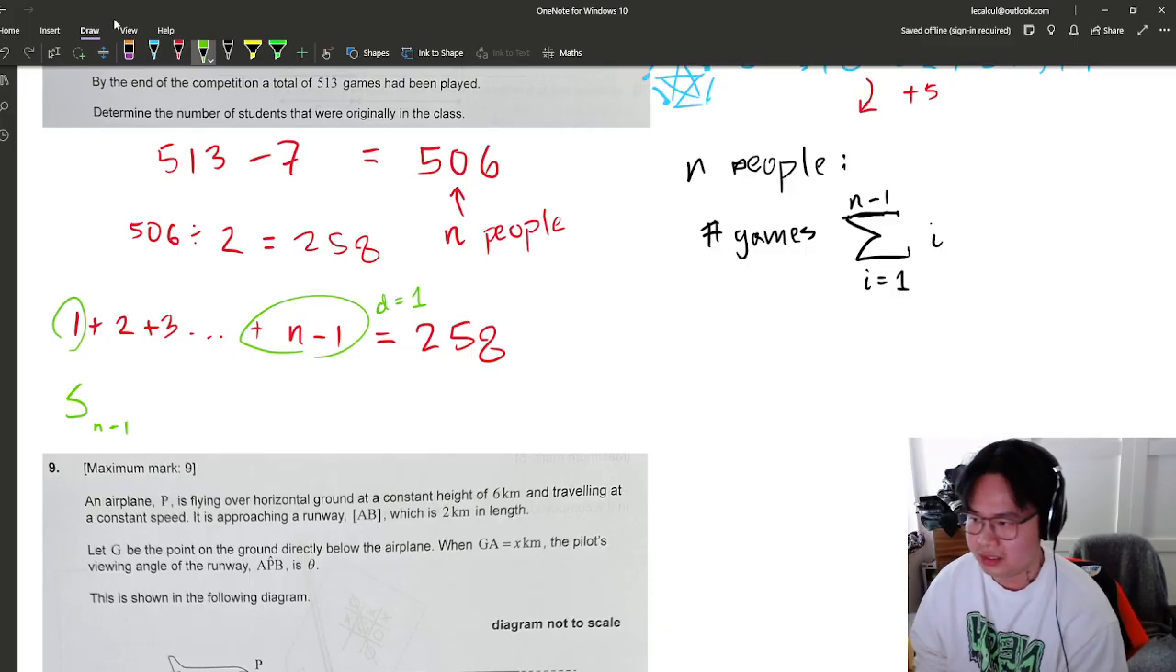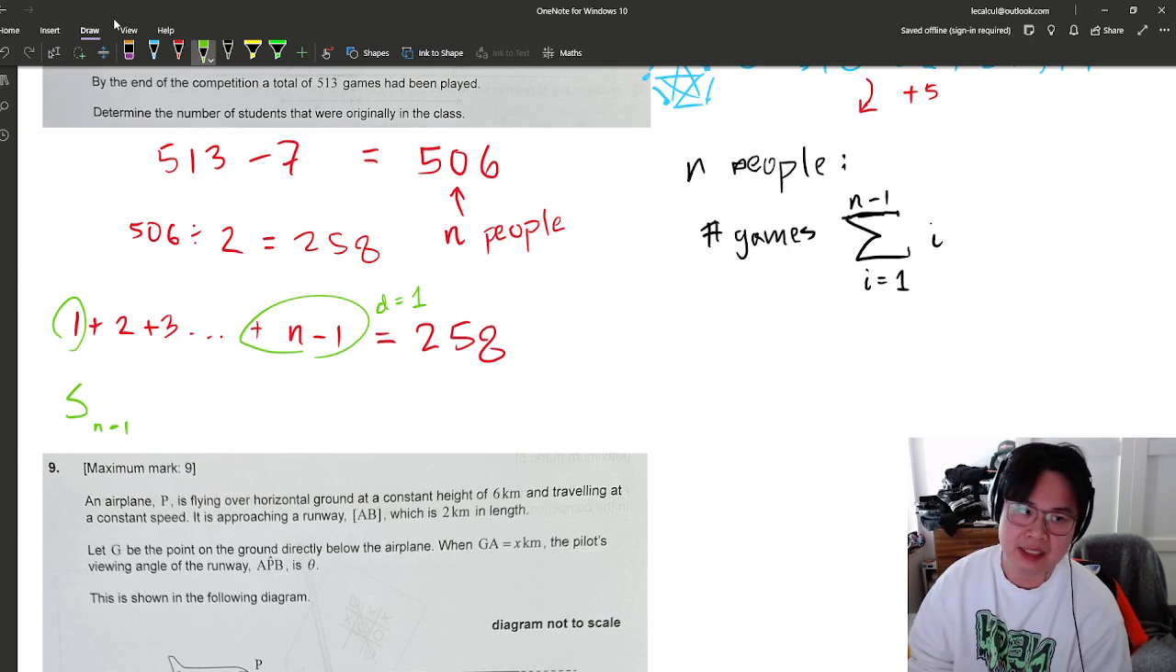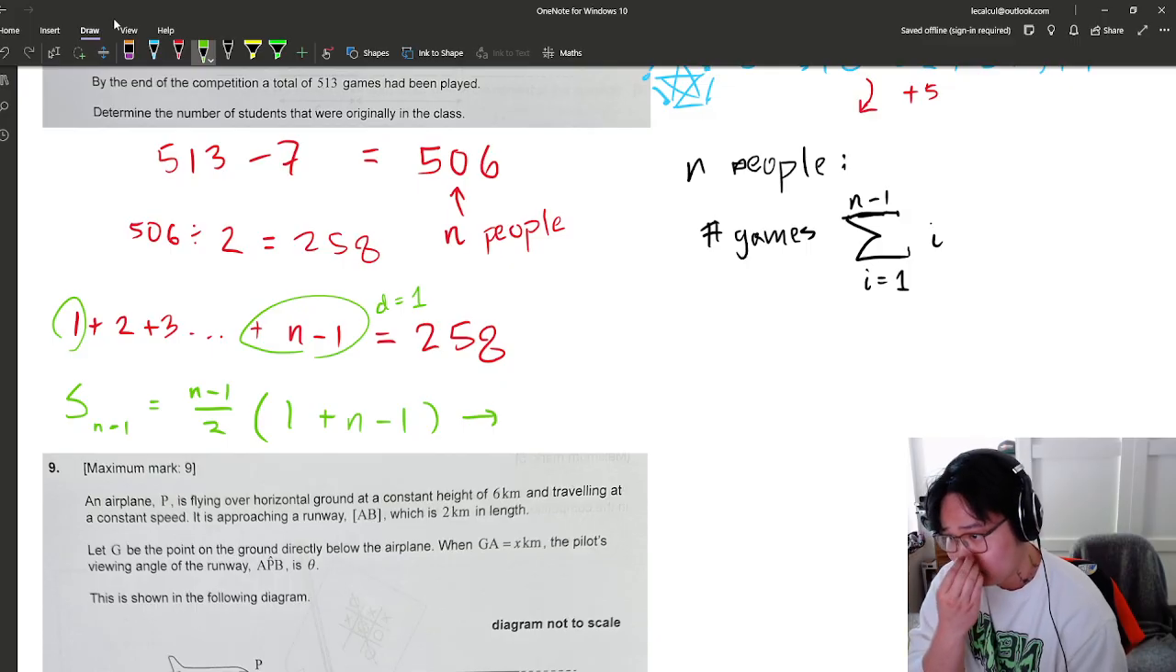Okay, and then just don't get confused. This is the sum of n minus 1 terms, because there are n minus 1 terms, but this is representing n people playing. Okay, and then this is pretty standard. We can follow the formula, n minus 1 over 2, times the first term. Oh wait, no, we have the first and the last. Okay, easy peasy: 1 plus n minus 1. And cancel, cancel.